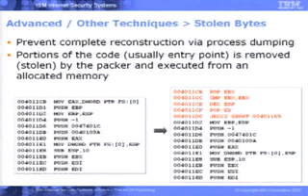So this is another technique called stolen bytes. Basically, it involves overriding parts of the code and then executing it at a specific address instead. What they will do is allocate memory and store the original instructions there, and then overwrite the instructions in the unpacked code with garbage code. This prevents complete reconstruction by process dumping.